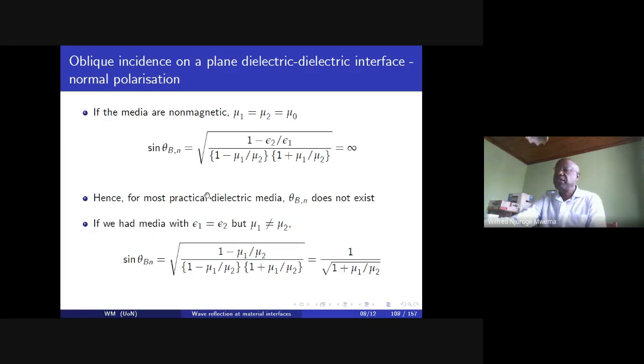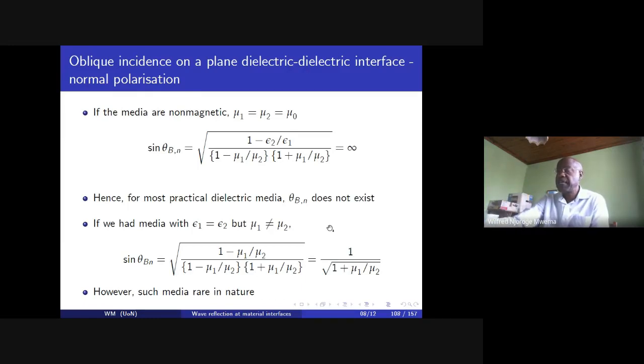Suppose the opposite was to happen, that the medium was magnetic, but it had the same characteristic impedance, the same electric permittivity, the two media. Then in that case, we can get a value for this equation here, because that will cancel that and we'll get 1 over the square root of 1 plus mu1 over mu2. So theta Bn will exist in that particular case, but such kind of media are usually very rare to get in reality, so to speak.